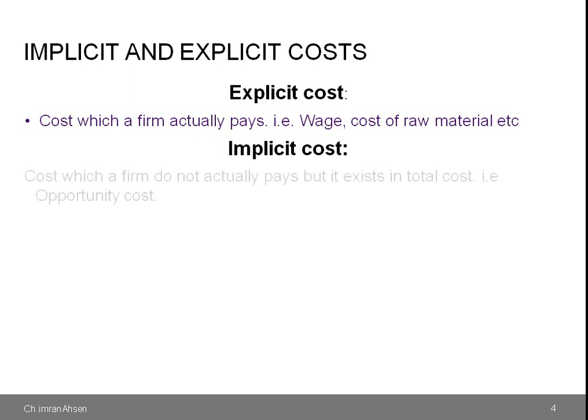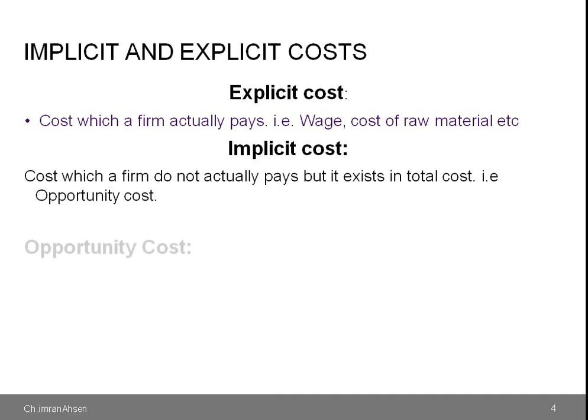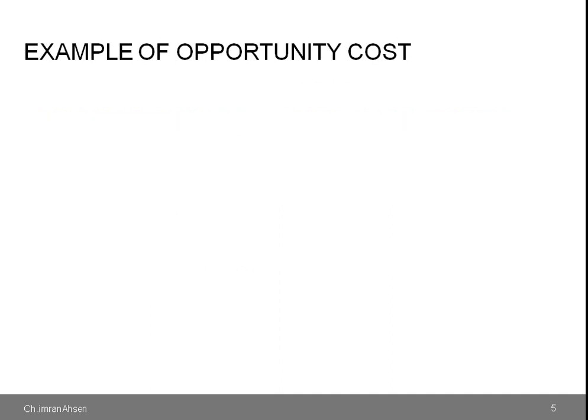Implicit cost, let me explain. It is a cost which a firm does not actually pay. It exists in total cost. This is what an implicit cost is. Like opportunity cost, a firm is not actually paying this cost, but it is hidden somewhere in the total cost. Let's see what opportunity cost is. The cost of the best alternative foregone, what you left, that is your cost.